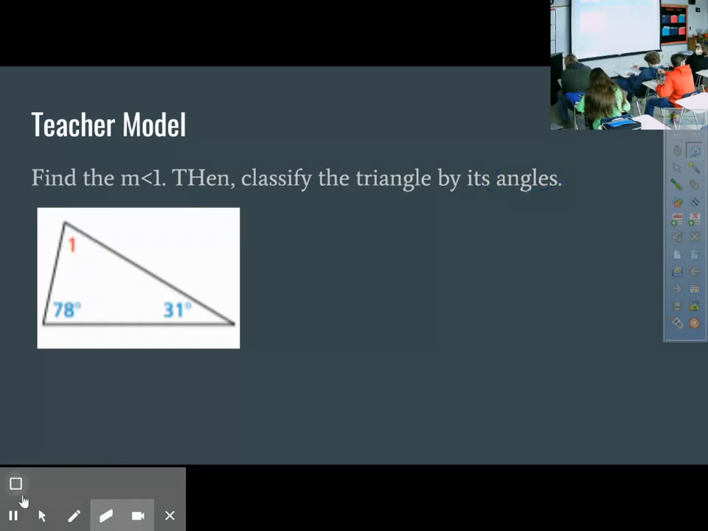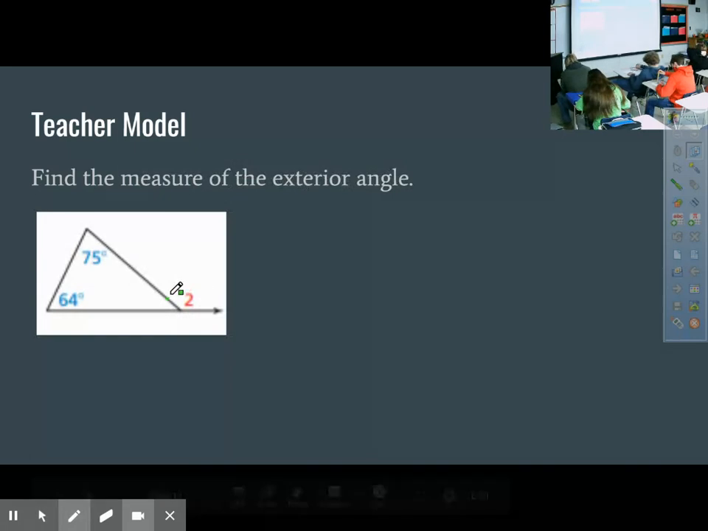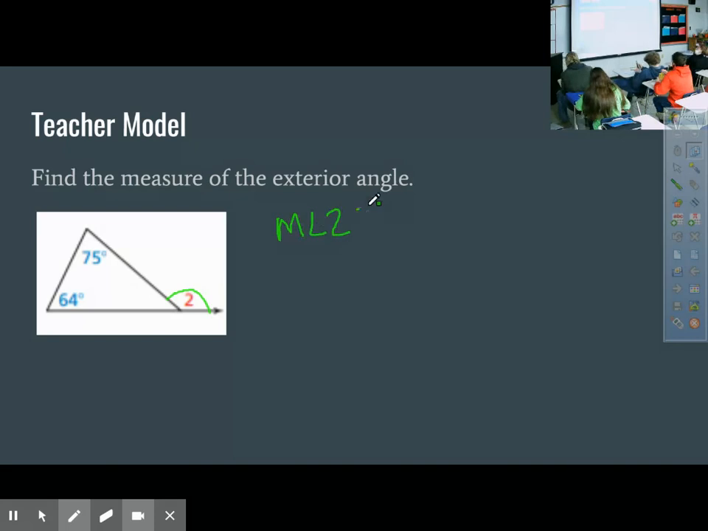Okay. Then I have another example with exterior angle theorem. It says find the measure of the exterior angle. So they're wanting me to find the measure of this exterior angle here. Well, I know from the exterior angle theorem that the measure of angle 2 is going to be these two here added together. So I add together 75 plus 64. 5 plus 4 is 9. 7 plus 6 is 13. So the measure of angle 2 is 139 degrees.